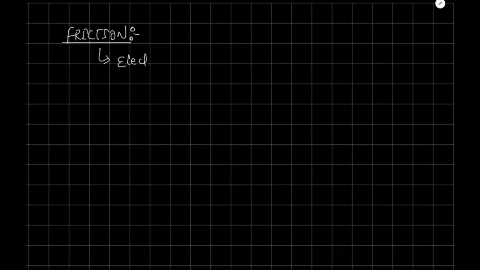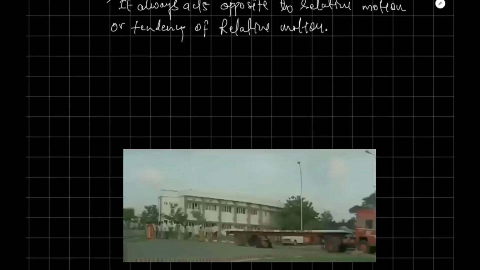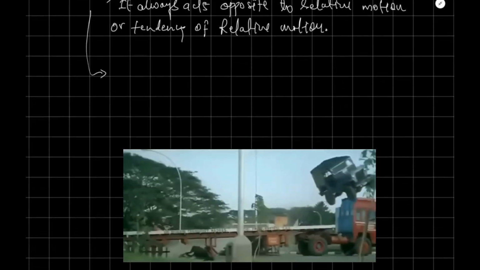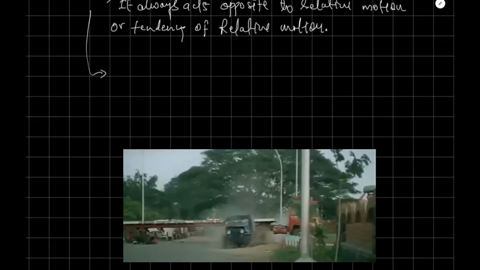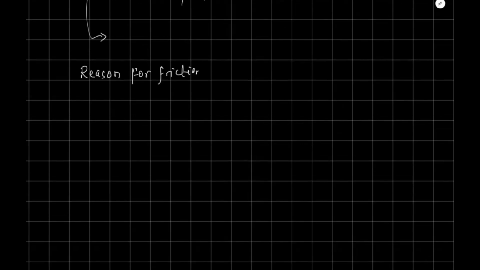It is an electromagnetic force by nature. If you see, this force is a kind of contact force. And one more thing we can say about friction: it always acts opposite to relative motion or tendency of relative motion. So we can apply the friction force when two bodies are in contact. To apply the force, you need contact. So there should be at least two bodies which are in contact, so you can apply the friction there. You can think of this in this way.